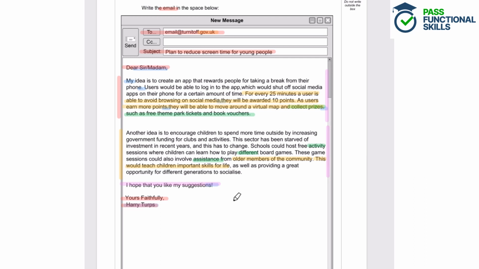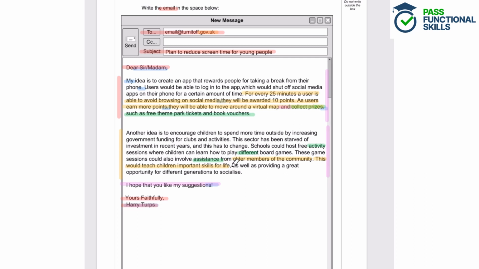We've also got connected words and punctuation, and these have been used to make sentences and paragraphs a little bit more complex and cohesive. So for example, we have some connective words such as and to add additional information. So they will be able to move around a virtual map and collect prizes. So just adding a little bit more detail.